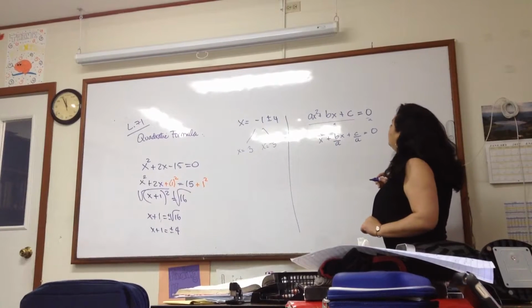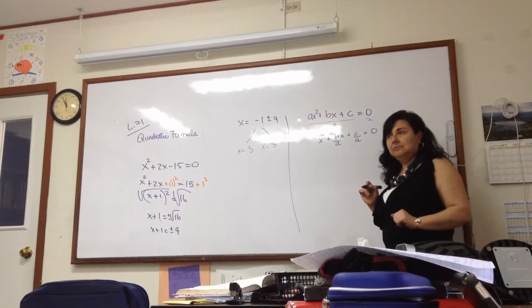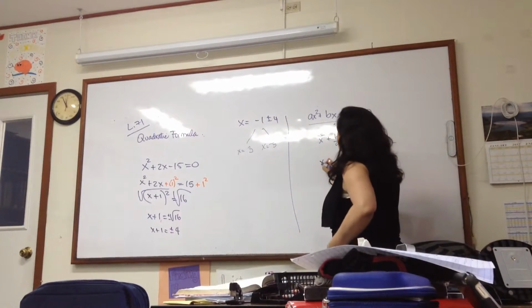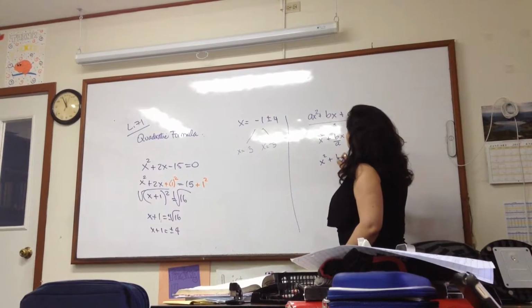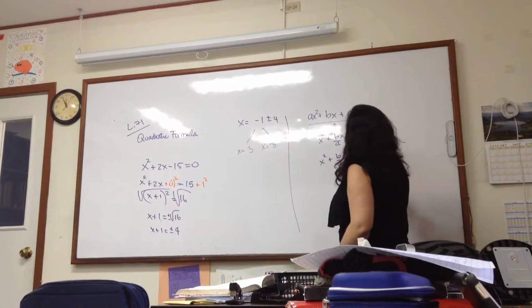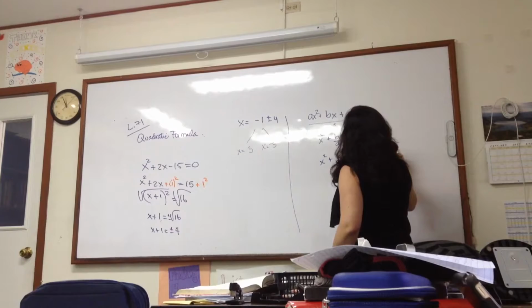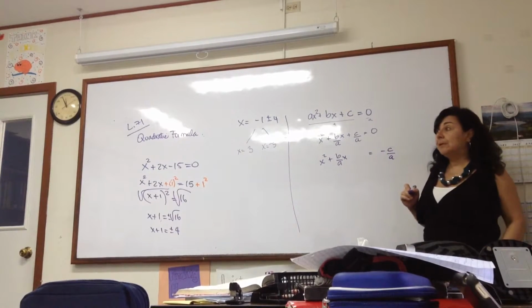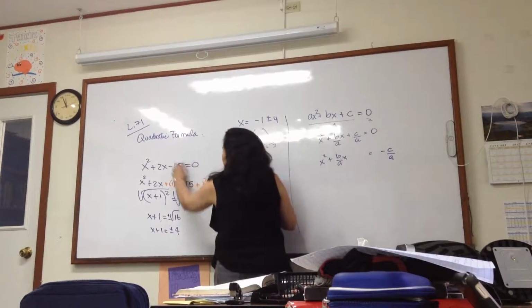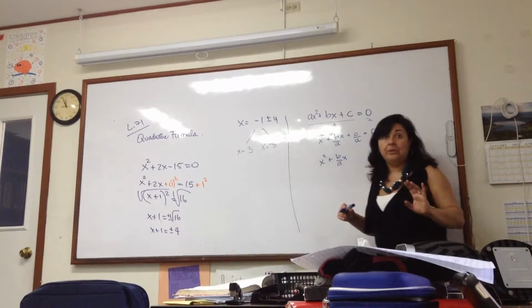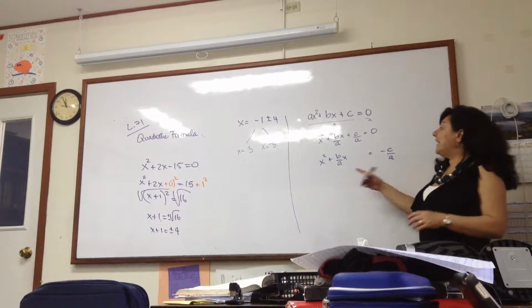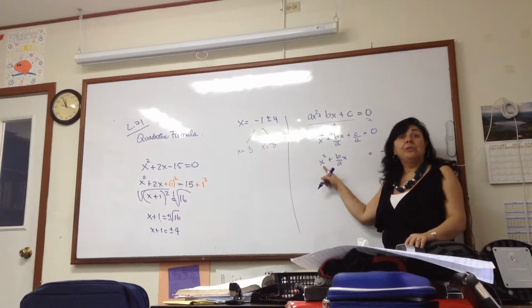Now you move c over a to the other side. So I have x squared plus b over a x equals minus c over a. Does everybody get it? Because I take this number and pass it to the other side. But remember, what do we divide by to get the other number? Because I need to have this one by itself with a coefficient of 1.